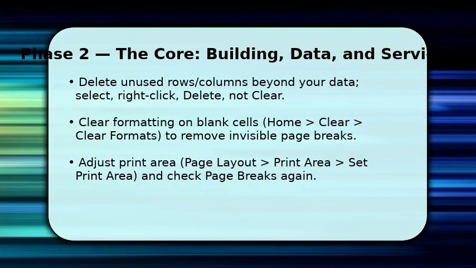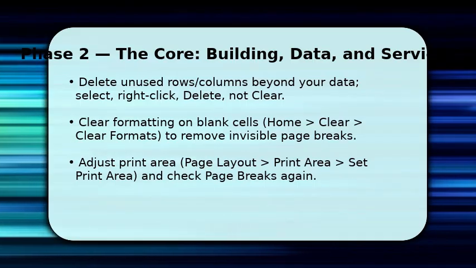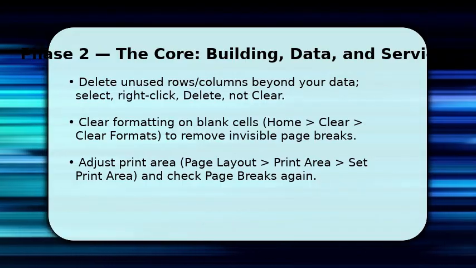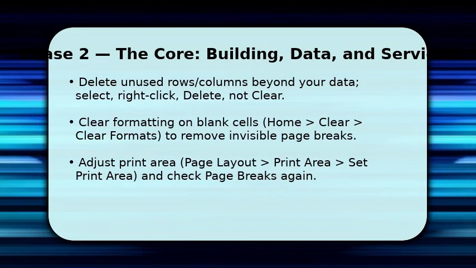Now you remove the offending content. Select blank rows and columns past your data and delete them so Excel no longer treats them as part of the sheet. Then clear formatting from any cells that look empty but carry styles, because those invisible formats can push a new page. Next, explicitly set the print area to the exact range you want printed, and recheck Page Break Preview to confirm the extra page is gone. If not, tweak margins or scale to fit.